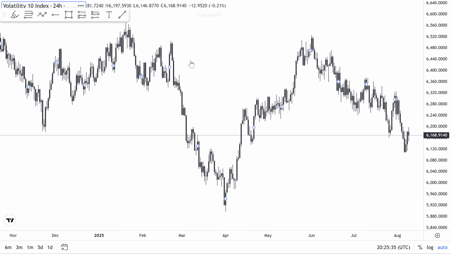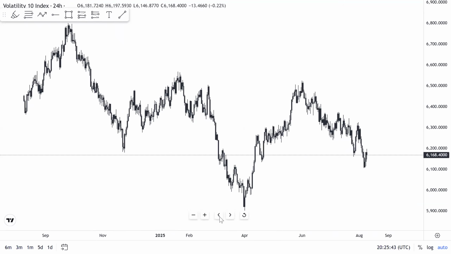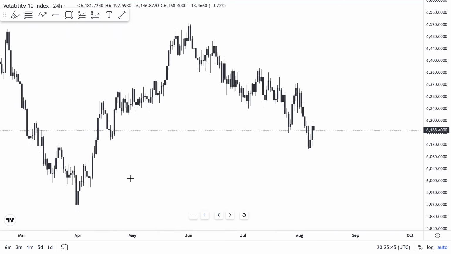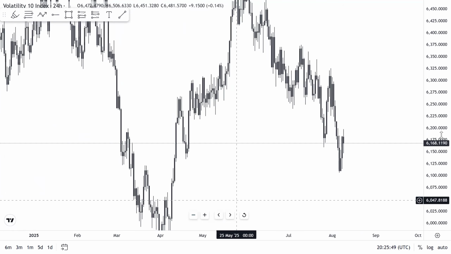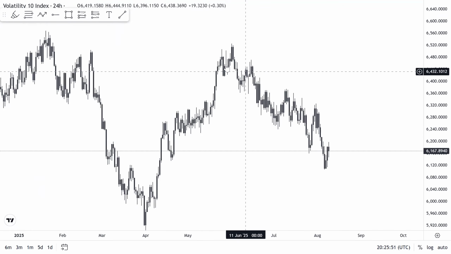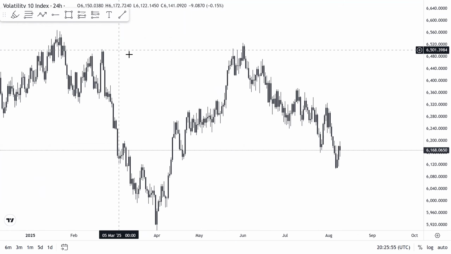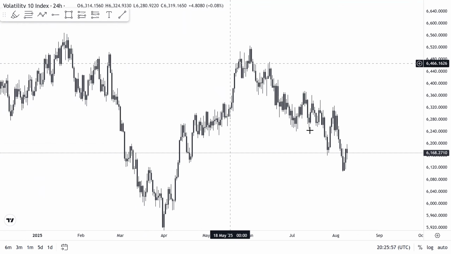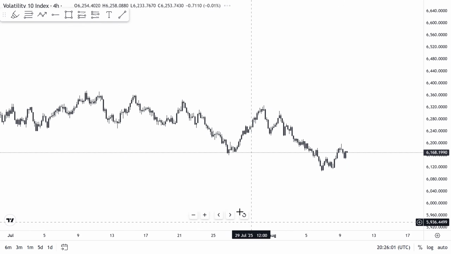Okay, so this is V10. This is the daily time frame. Now let's see what's happening. Price is selling from this high right here, but I think I had an analysis on this one and I was not able to understand why price was selling from here. So now let's go down to the 4-hour time frame to see what is happening.